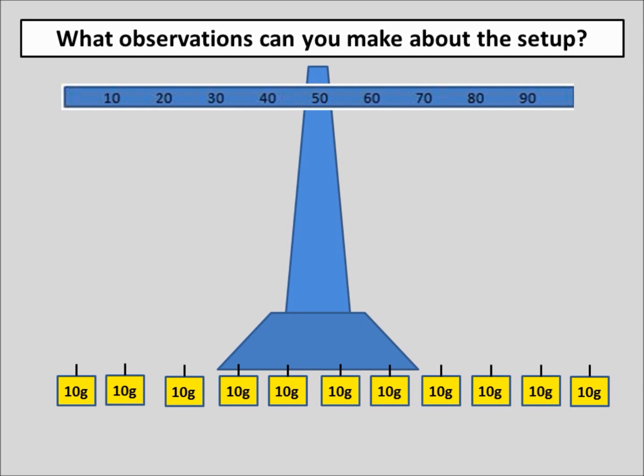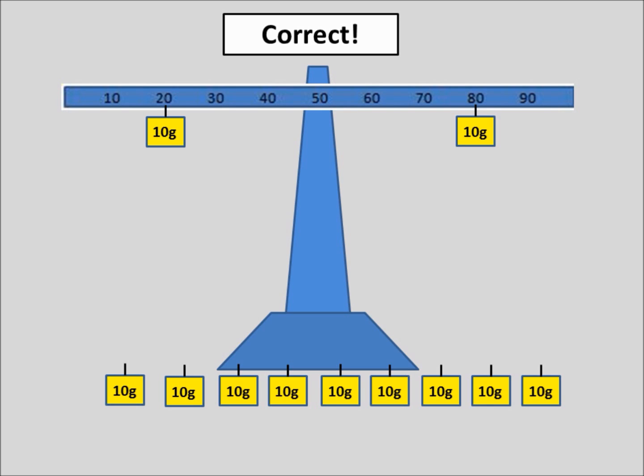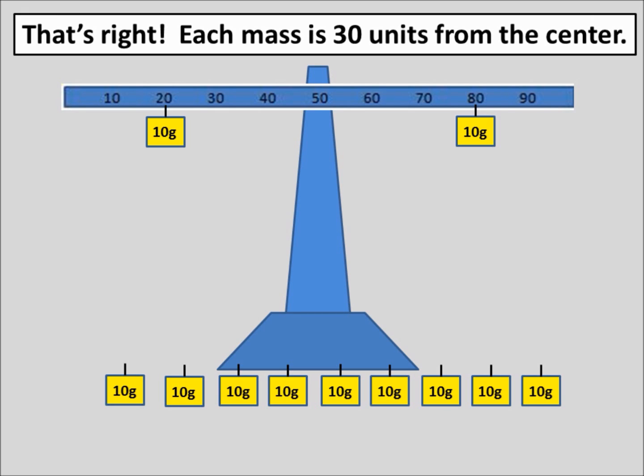Let's begin the lesson. What observations can you make about the setup shown? Where would you place a mass on the right to make the lever balance? If you said hang a 10-gram mass from the 80 mark, you are correct. How far are the masses from the center? That's right. Each mass is 30 units from the center.